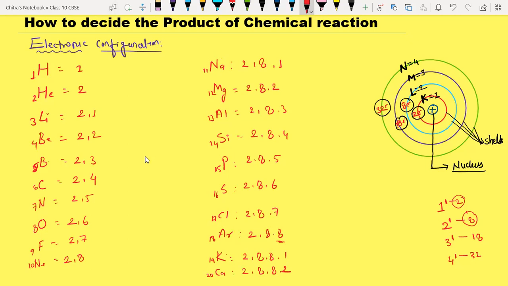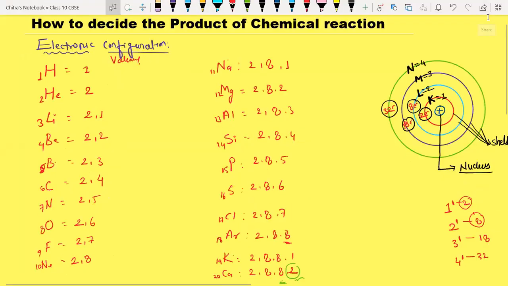Now we are going to discuss only the valency. So hydrogen has only one electron, so it is going to... Sir, I have a doubt. Yes, what's your name? Rishi. Yes, Rishi.